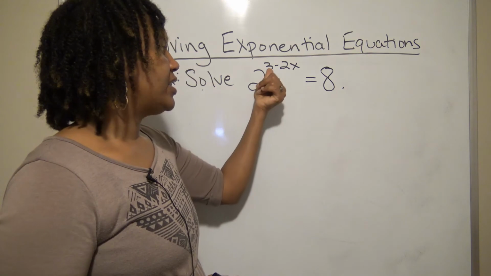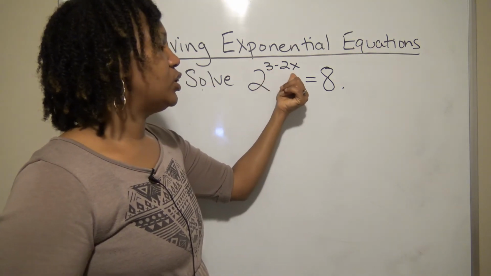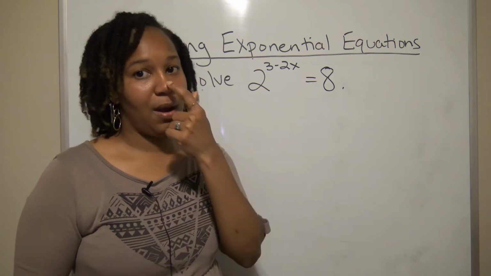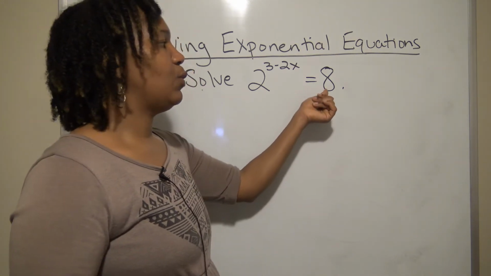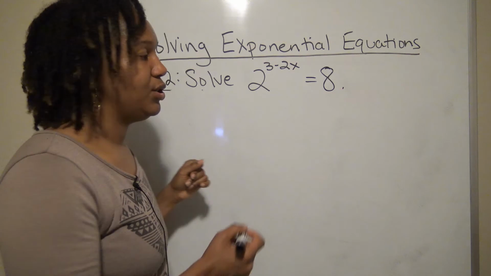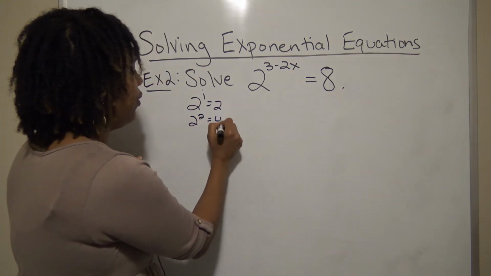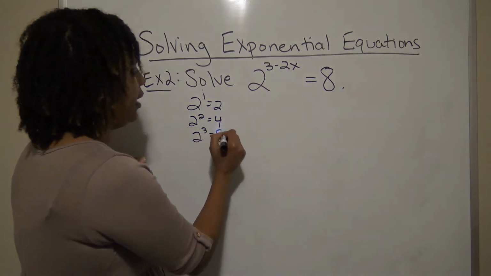So 2 has an exponent of 3 minus 2x. 2 cannot be broken down anymore. Remember, 2 is a prime number. So the question is, can we rewrite 8 so that it has a base of 2? So remember, 2 to the first is 2, 2 to the second is 4, and 2 to the third is 8.